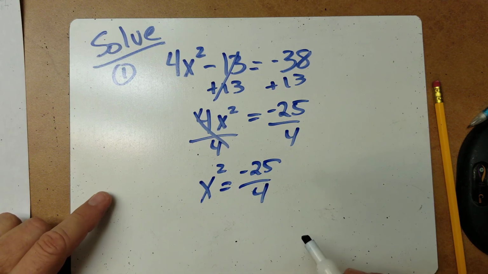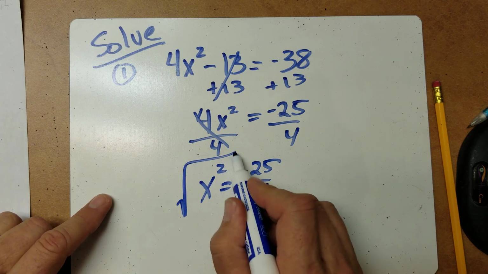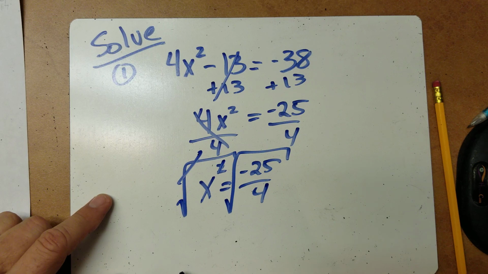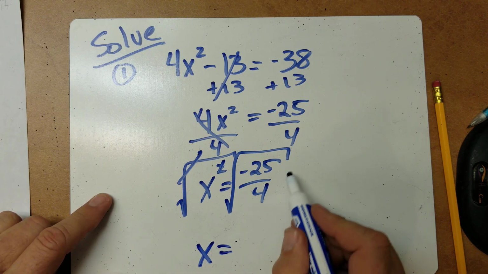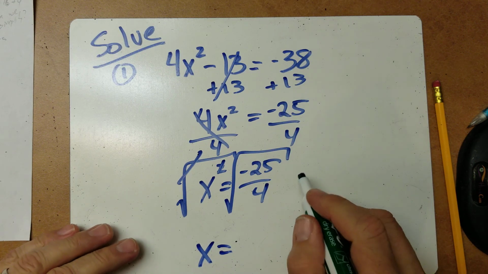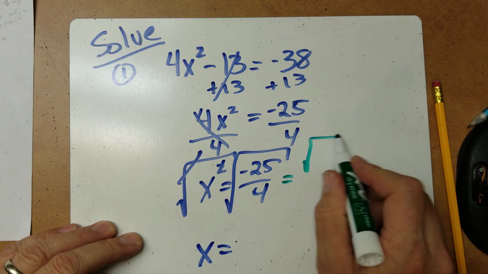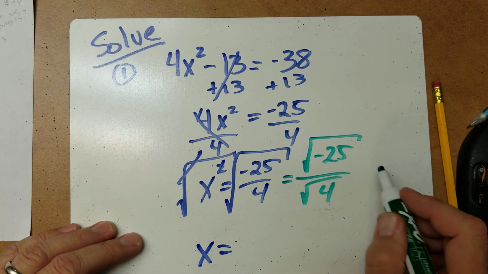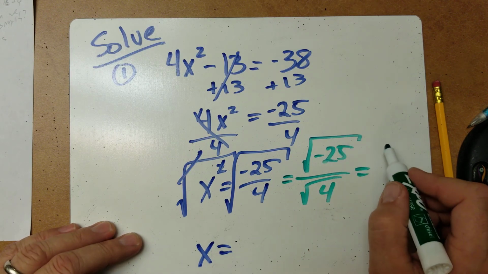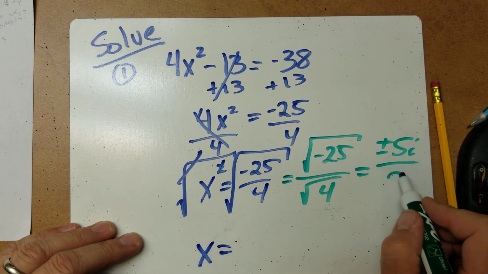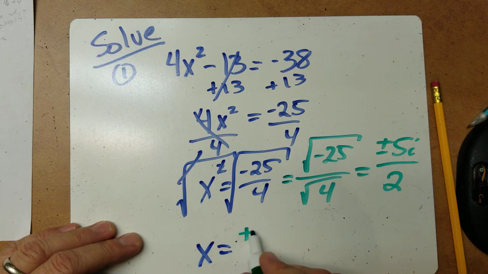X squared equals negative 25 over 4. Now, you know, the next thing that we do is we take the square root, because this cancels that. But what does that leave me? Well, I want to remind you of something. I want to remind you that what we can do is separate this into the square root of negative 25 over the square root of 4. Now, I know the square root of negative 25, it's plus or minus 5i. The square root of 4 is 2, and there's our answer, plus or minus 5i over 2.